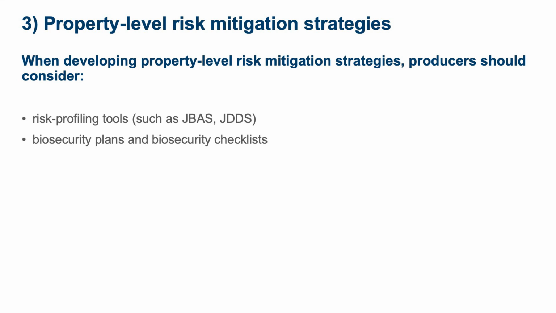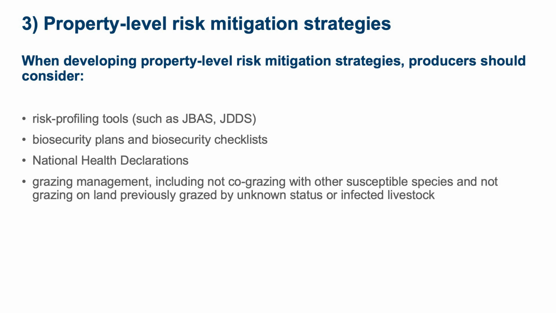The plan should include decisions on, but not limited to, herd introductions of all JD susceptible species, co-grazing with JD susceptible species, testing and vaccination. Using national health declarations when selling your livestock. Consider other factors such as grazing management, including not co-grazing with other susceptible species and not grazing on land previously grazed by unknown status or infected livestock.